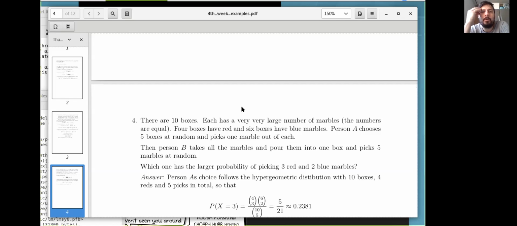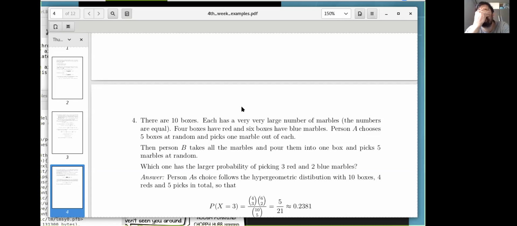Person A chooses 5 boxes at random and picks 1 marble out of each. Then, let's say that person A puts the marbles back, or there's so many marbles that it doesn't even matter if they put it back or not. Then a person B takes all the marbles and pours them into one big box and picks 5 marbles at random. We're assuming that they get properly shaken and stirred. So which one of these has the larger probability of picking 3 red and 2 blue marbles?